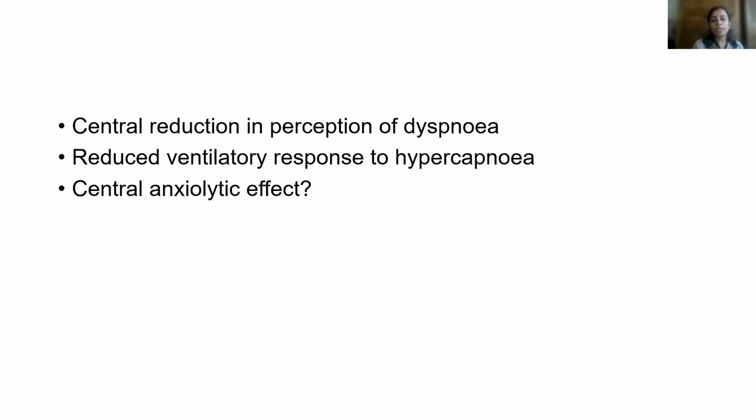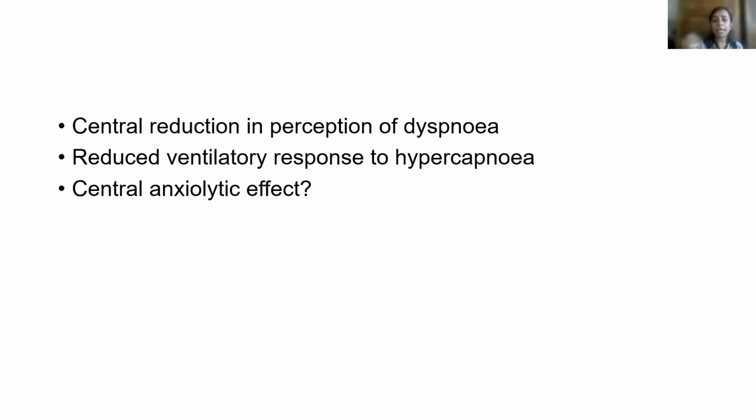And how does morphine act? It reduces the perception of dyspnea. So what does perception mean? The patient's understanding. So the patient is not feeling dyspneic because they don't feel much discomfort with dyspnea. That is the main action of morphine. And sometimes it is said that it has some central anti-anxiety effect also.